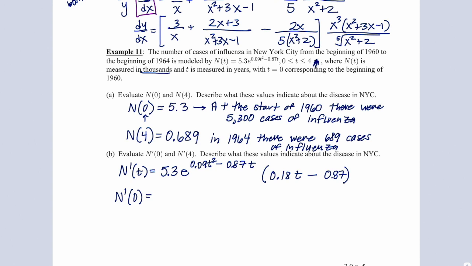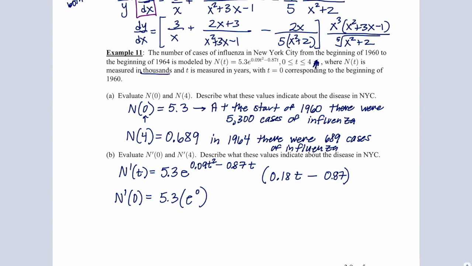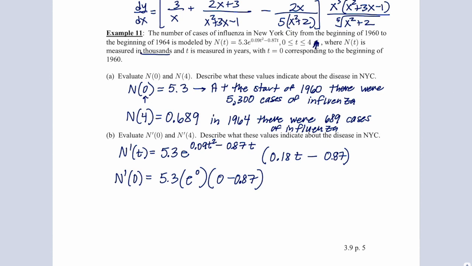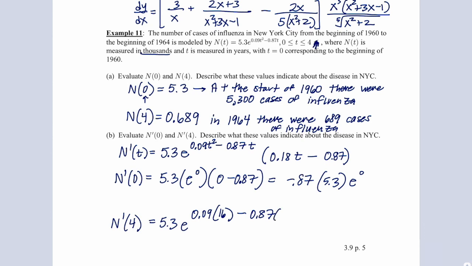So N prime at 0 will be 5.3 times e to the 0, which we already saw from the first part, times 0.18 times 0 minus 0.87. So that's going to be negative 0.87 times 5.3 times e to the 0, so times 1. So we can see this will be a negative value. And N prime of 4 is going to be 5.3 times e to the 0.09 times 16 minus 0.87 times 4, times 0.18 times 4 minus 0.87. So let's see what we get for those values.